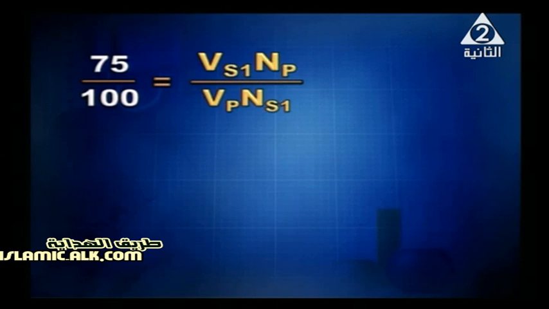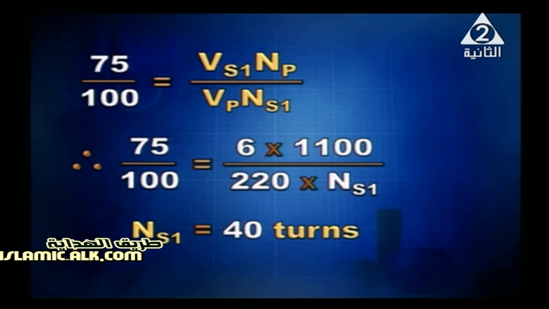Efficiency is 75%. So 75 over 100 equals Vs1 Np over Vp Ns1. So 75 over 100 is equal to 6 times 1100 over 220 times Ns1. In this case, we managed to obtain the number of turns on the first secondary. Ns1 is 40 turns.